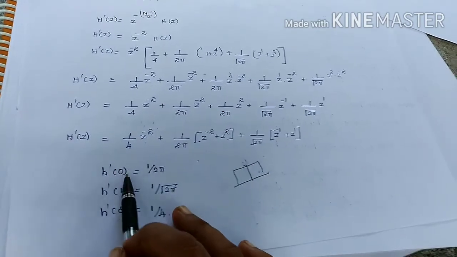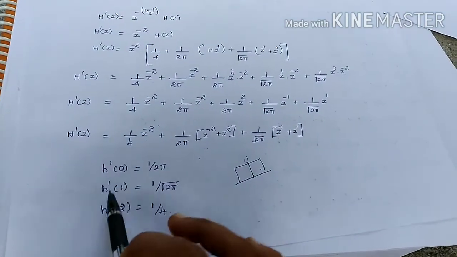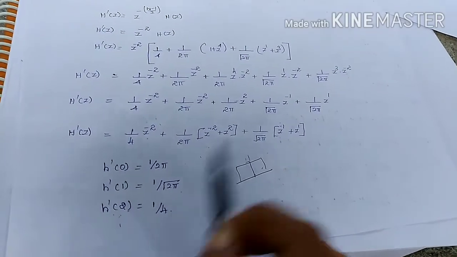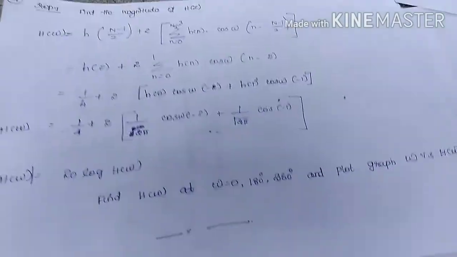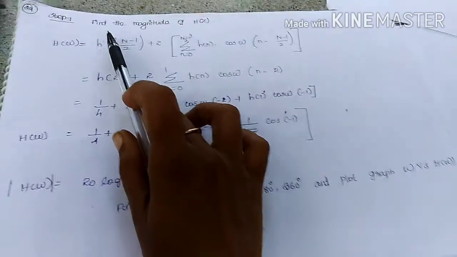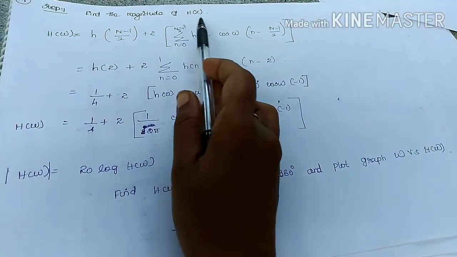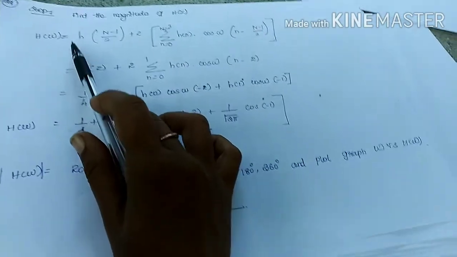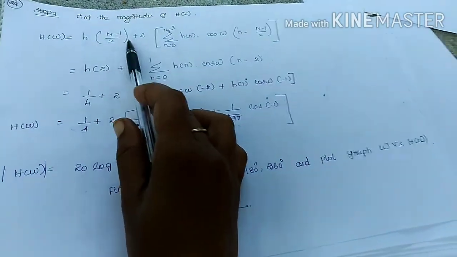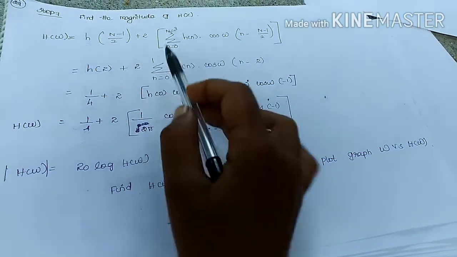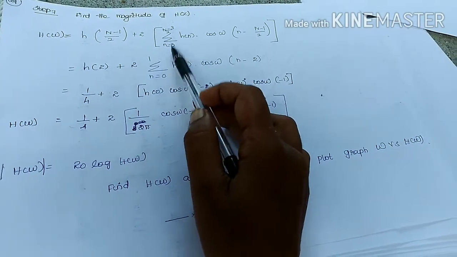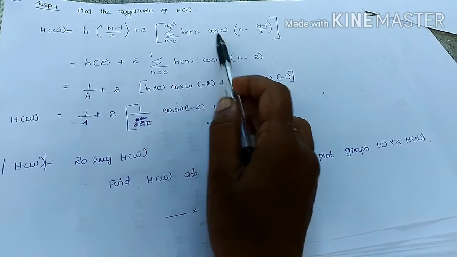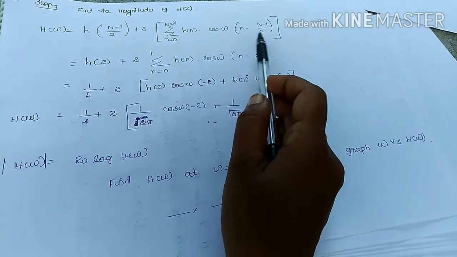So h dash of 0 is equal to 1 by 2 pi, h dash of 1 is equal to 1 by root of 2 pi, h dash of 2 is equal to 1 by 4. This is step number 6. Then step number 7. Find the magnitude of h of z. So here also one more formula, h of omega is equal to h of n minus 1 divided by 2 plus 2 into summation n equal to 0 to n minus 3 divided by 2 into h of n into cos omega n minus 1 divided by 2.